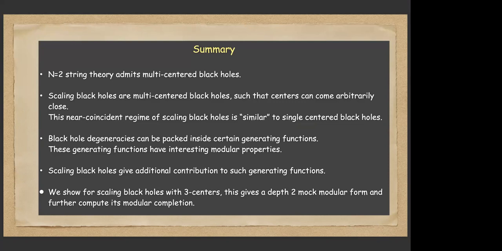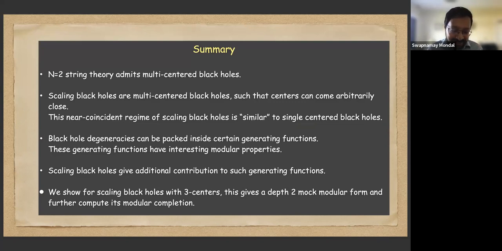Yeah. So, what was I saying? Yeah. So our main concern in this sort of situations is the black hole degeneracy and checking the entropy and so on. And in string theory, it often happens, because of certain reasons that I've explained, that these generating functions of degeneracies happen to have interesting modular properties. So what we do in this talk is we look at the modular properties of the contribution. The scaling black holes give certain contributions to the degeneracies, and we ask what modular properties they have. And for black holes with 3 centers, they will turn out to give a depth 2 mock modular form, and we'll compute its modular completion. That's a broad summary. Now I'll get in more detail.